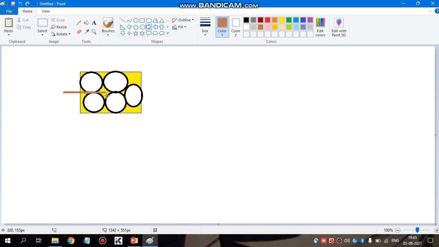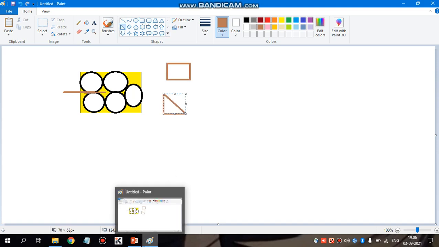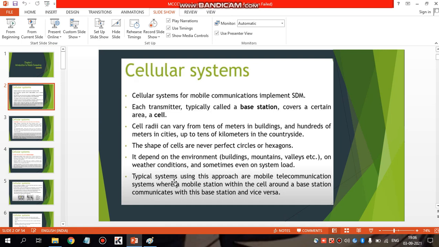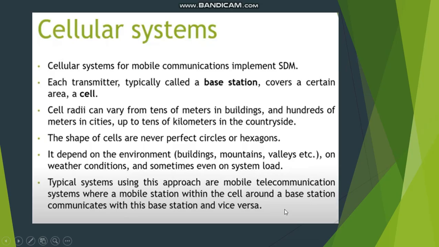The empty spaces are left. These regions are left uncovered if you use a circular structure. So we basically use a hexagonal cell. You can also use a triangle or a square, but the area covered by a hexagon is larger compared to any triangle or square. Hence, we use hexagonal patterns for cell construction. So what is preferred is hexagonal cells.